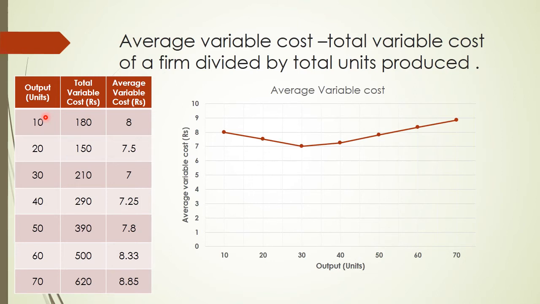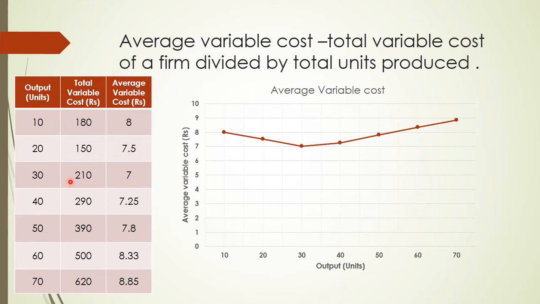So it means that it has a relation with the volume of production, means how much production is done, it directly relates with that variable cost, right? Let us understand it with the help of a diagram. See here, this is given your output in units and here your total variable cost is given, and average variable cost, that is total variable cost divided by total units of production or your output.